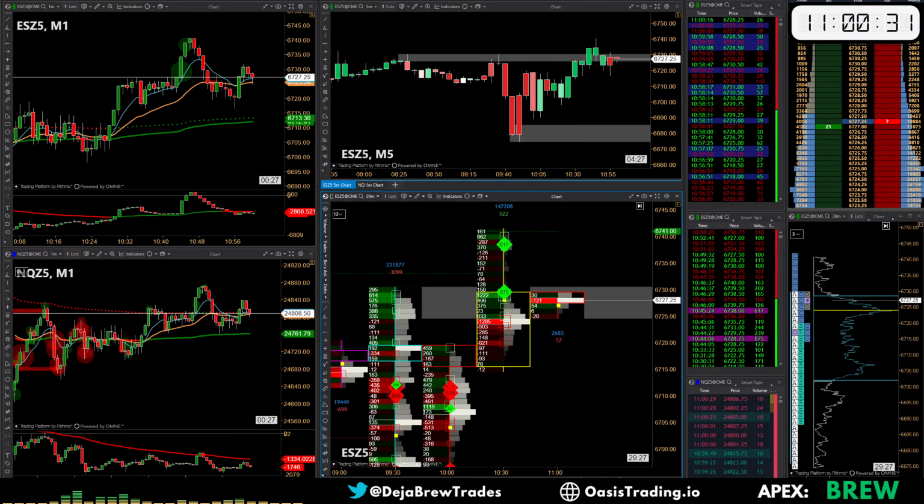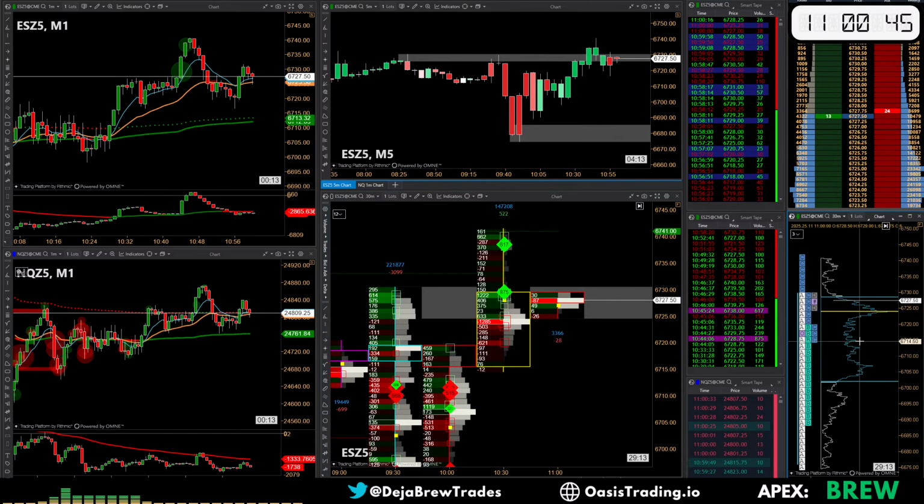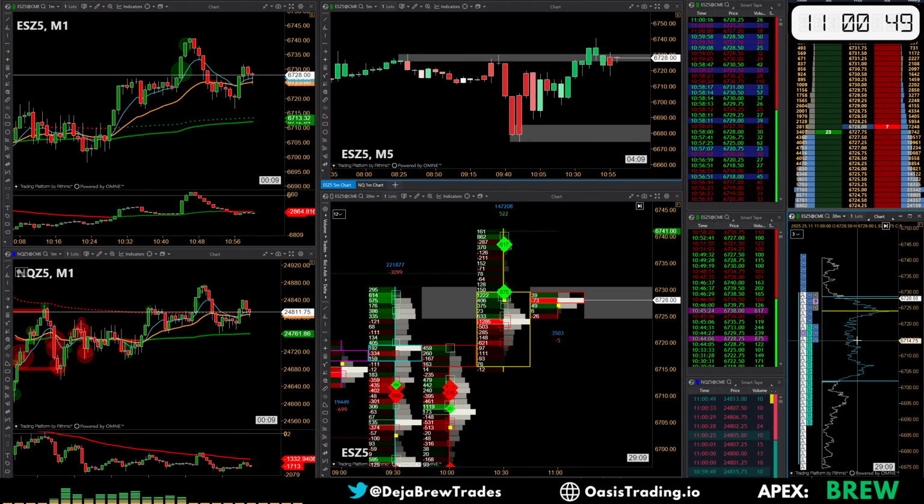These are always the hardest rotations where you fail to rotate, which should lead to a break of balance, but then it doesn't. So it's like you're rotating not from the value high to the value low. You start rotating from one side of the value area to like VWAP or the POC. It's like a half rotation, right? So you're not getting the break of balance, but you're also not getting the full rotation.